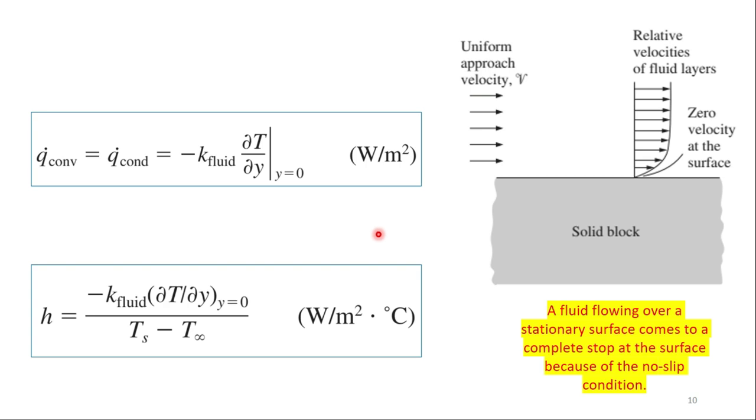Note that the convection heat transfer from a solid surface to a fluid is mainly by the conduction heat transfer from the solid surface to the fluid layer adjacent to the solid surface. So if we substitute Newton's law of cooling into this equation, we can develop an expression to calculate the convective heat transfer coefficient when the temperature distribution within the fluid is known. It means that the surface temperature is known, the fluid temperature far away from the surface is known, the thermal conductivity of the fluid is known, and the temperature distribution is also known. So we can calculate the average convective heat transfer coefficient from this expression, and it has a unit of watt per meter square per degree centigrade.